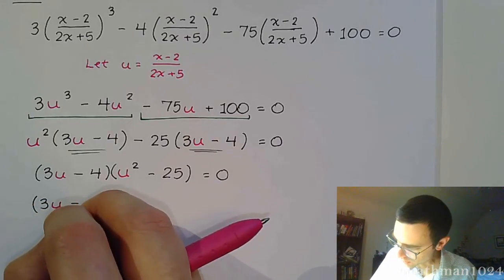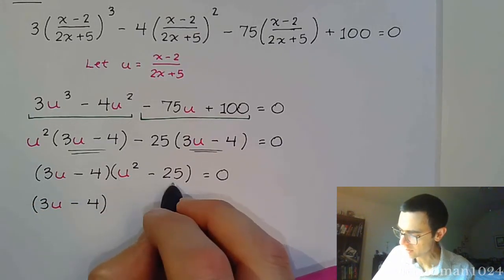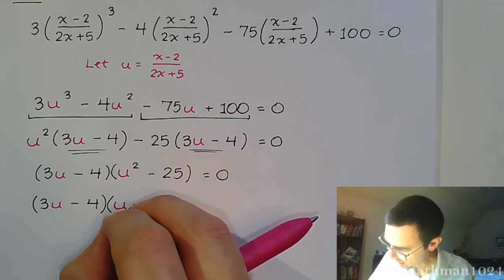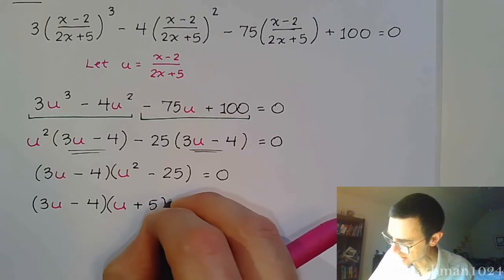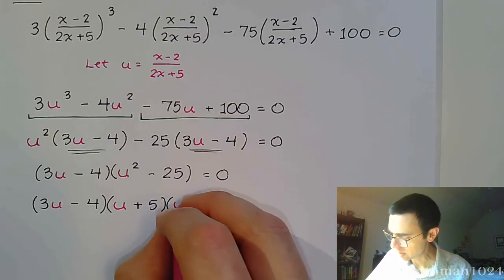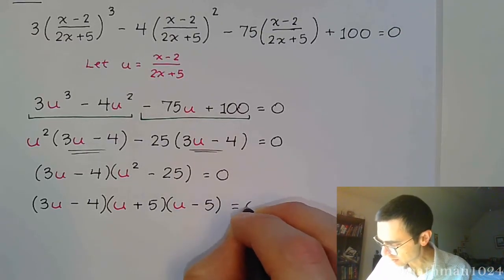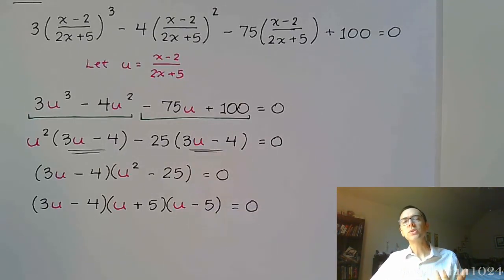All right, so 3u minus 4. And now we're going to take care of this guy. So as the difference of squares, it becomes u plus 5 times u minus 5. So even though this is a problem that wasn't even quadratic in nature, it was polynomial in nature, we make a u substitution, and it becomes factoring by grouping. And in the factoring by grouping process, there's a difference of squares.